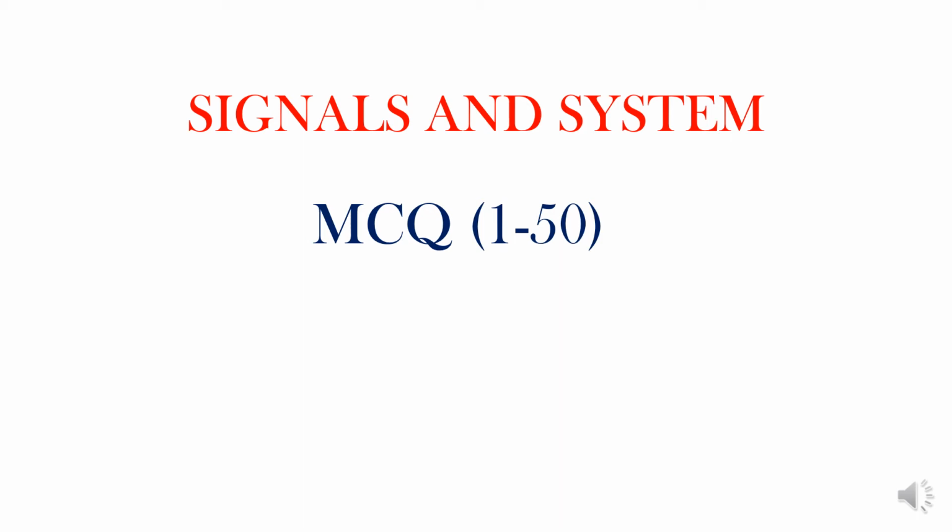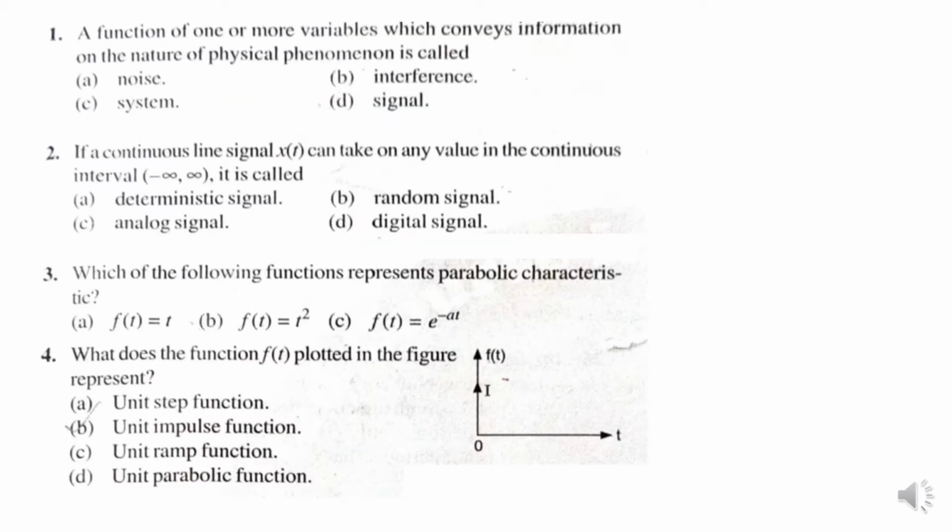In this video, I am going to explain very important problems in signals and systems. Problem number 1: The function of one or more variables which conveys information on the nature of a physical phenomenon is called a signal. Next problem: if a continuous-time signal x of t can take on any value in the continuous interval minus infinity to infinity, it is called an analog signal.